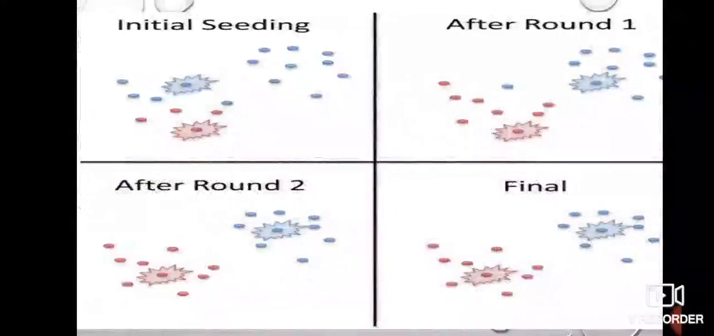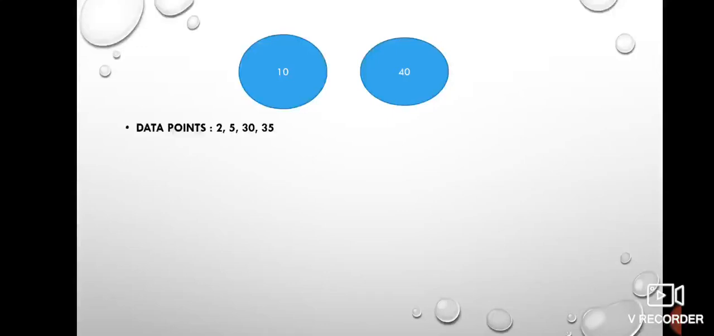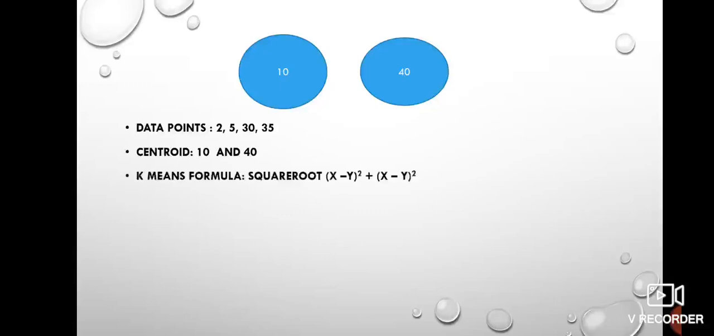So next I will see how the algorithm actually works, how the data works mathematically. So here you can see that there are two clusters and the centroid points of the clusters. I'm considering two clusters and the centroid points, the middle points of the two clusters, as 10 and 40. So let's see the data points I am considering. 2, 5, 30 and 35 are my data points, and the two cluster centroid points are 10 and 40.